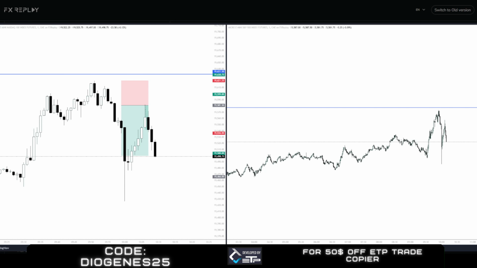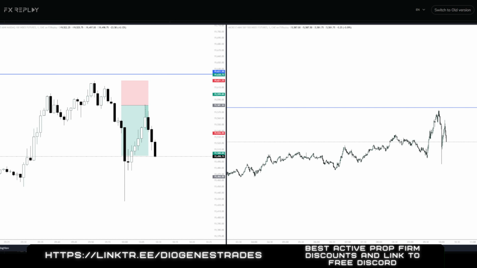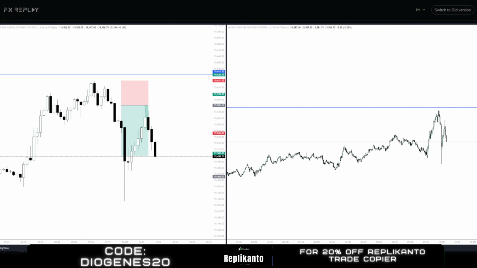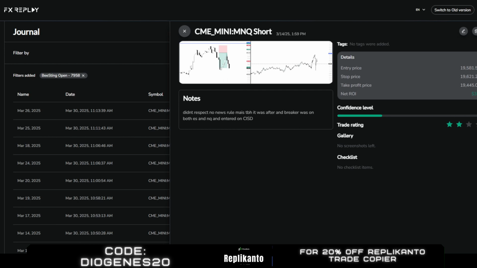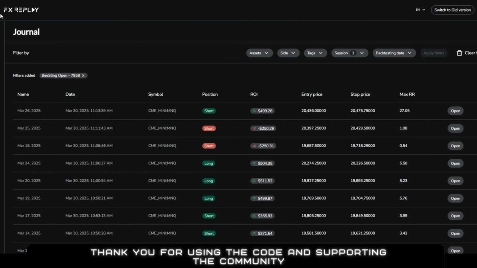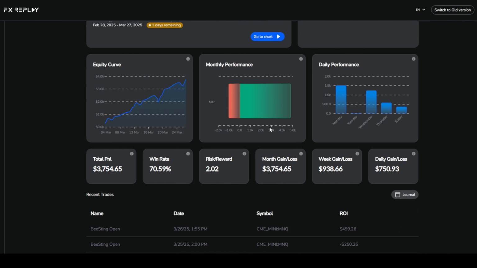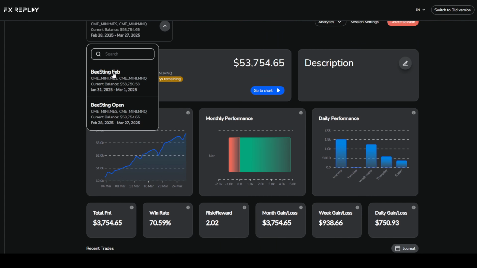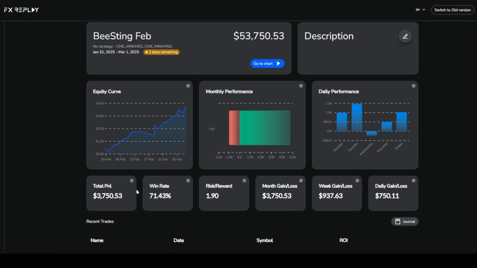You can enter here or wait for this level to be tagged and get your 2R, right? So in both situations, I think 2R was hit, right? Yeah, and let's go back. So this was March, right? And February as well. If you can see, got 71%, right? Again, same amount of money made.